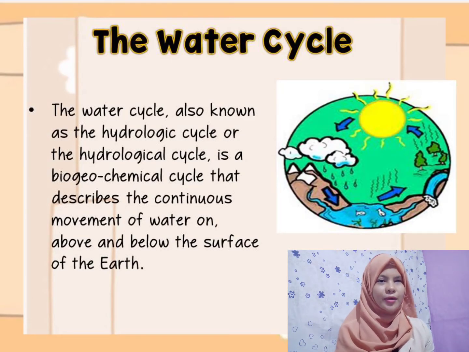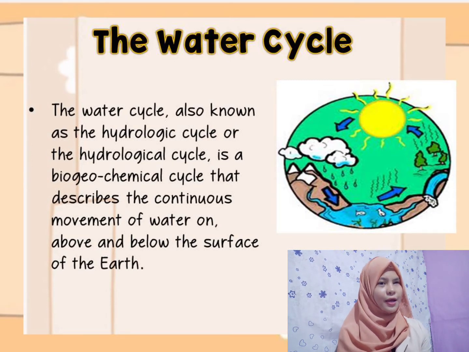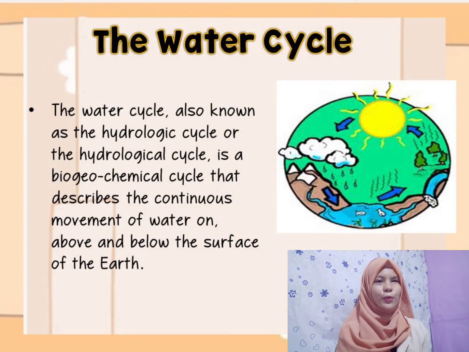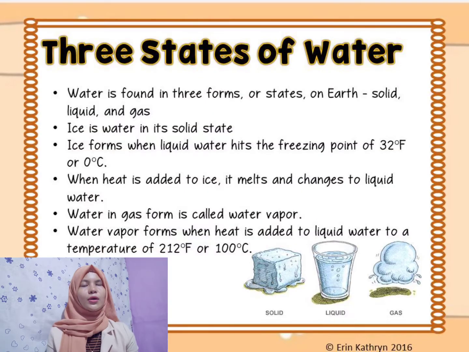So, the water cycle, also known as the hydrologic cycle or the hydrological cycle, is a biogeochemical cycle that describes the continuous movement of water on, above, and below the surface of the earth. Water is found in three forms or states on the earth: solid, liquid, and gas.